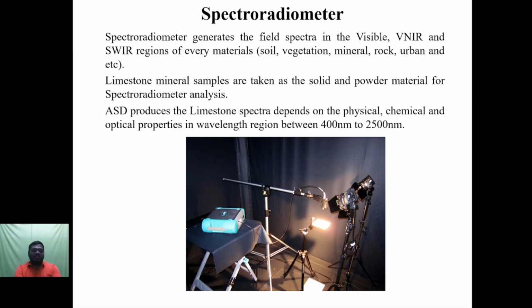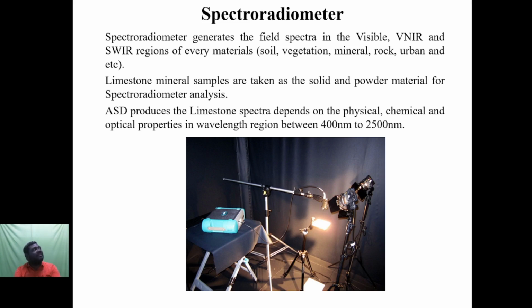After that, we are going to develop the spectral signature using the spectroradiometer. This is the instrument, the spectroradiometer. With this instrument we can generate field spectra and laboratory spectra in the visible, VNIR and SWIR regions for every material on the earth's surface, not only soil, vegetation, mineral and rock.